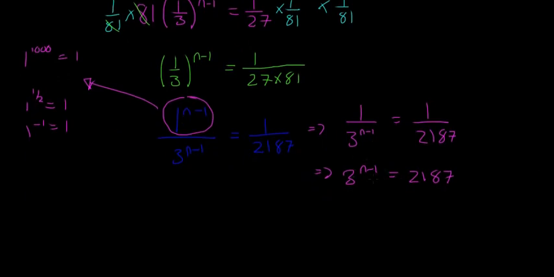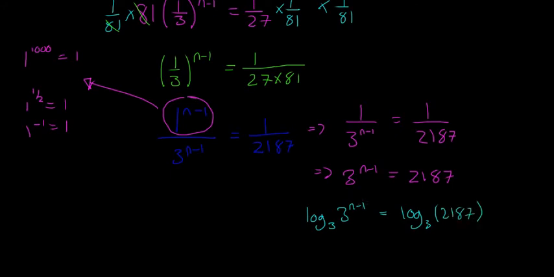So next we're going to have to get this power n minus 1 down. So how are we going to do that? We're going to use logs. Okay, so remember, if you ever want to get a power down, you have to use logs. So we're going to take log base 3 of both sides. So what we're going to have is log base 3 of 3 to the power of n minus 1 is equal to log base 3 of 2187.